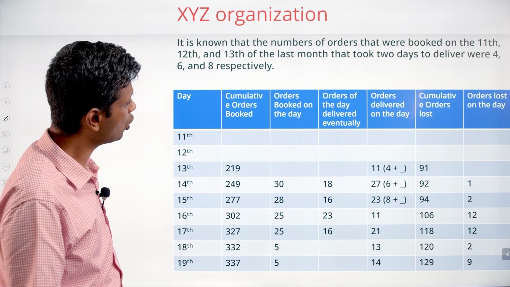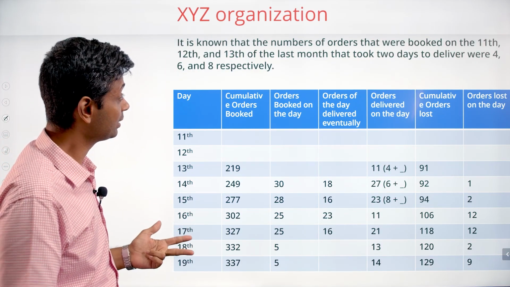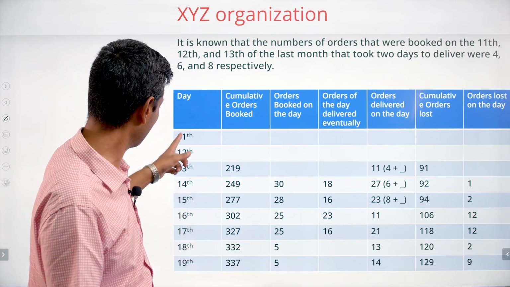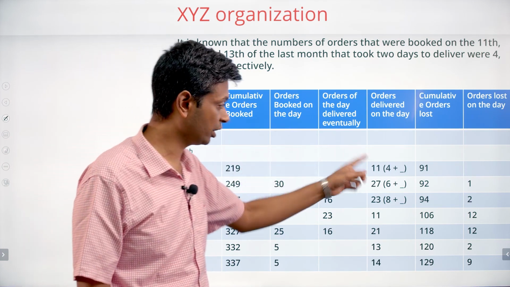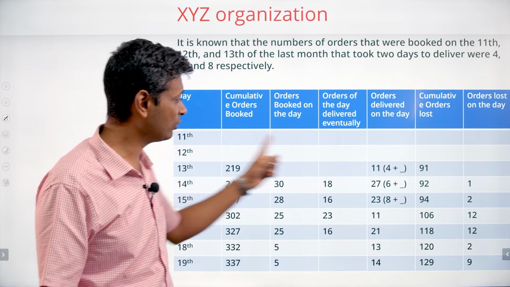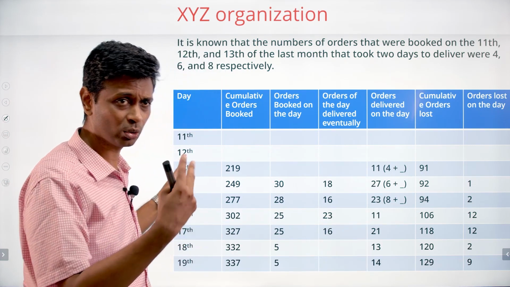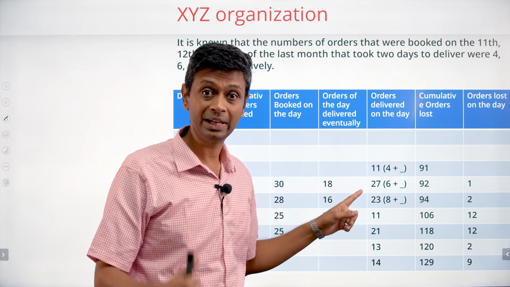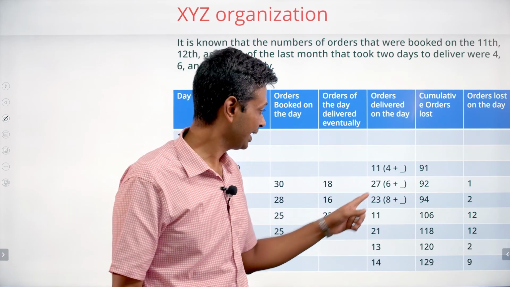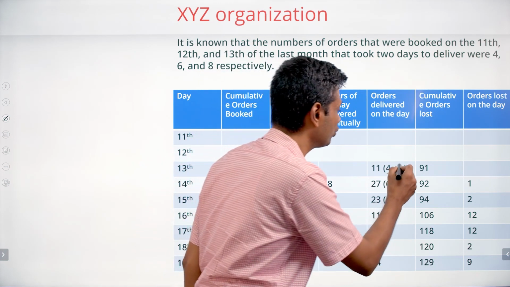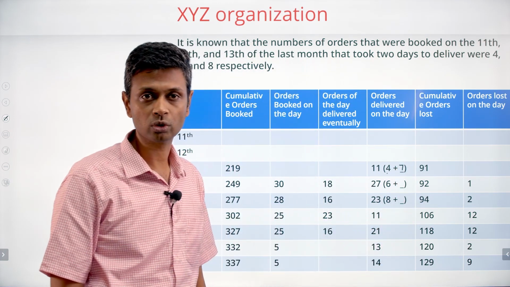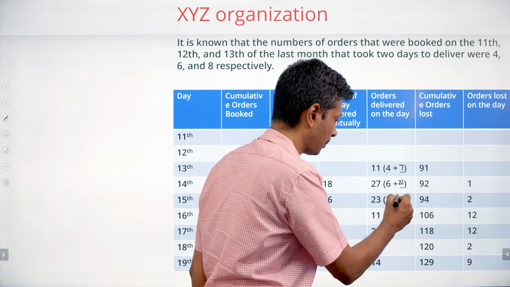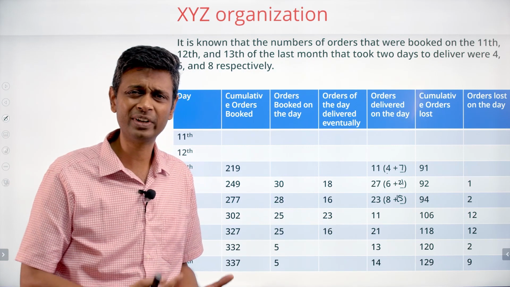It is known that the number of orders that were booked on 11th, 12th and 13th that took 2 days to deliver are 4, 6 and 8. So 11th, it will take 2 days, it will be delivered on 13th. 12th, if it takes 2 days, it will be delivered on 14th. 13th, if it takes 2 days, it will be delivered on 15th. The orders delivered on 13th will be 11th orders and 12th orders. 11th orders were 4. The remaining 7 should have been the orders booked for 12th. 6 plus 21. 8 plus 15. Just filling in the numbers.